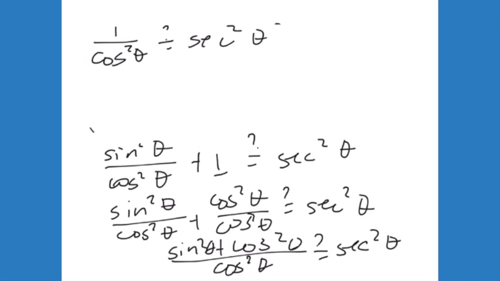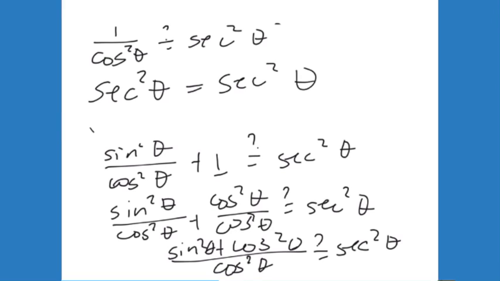Therefore, we can prove now, or we can say that this is true because we have secant squared theta is equal to secant squared theta. Okay. That's it.